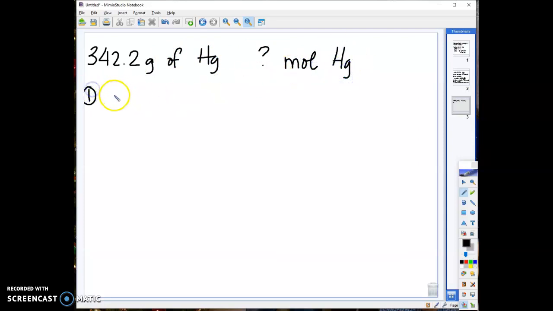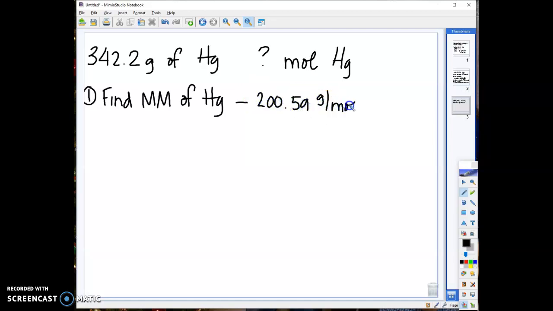Step 1 is still the same. I've got to find the molar mass of mercury, and I do that by going to the periodic table. I see that the molar mass is 200.59, and my unit on that again is grams per mole. Second step, set up the problem.